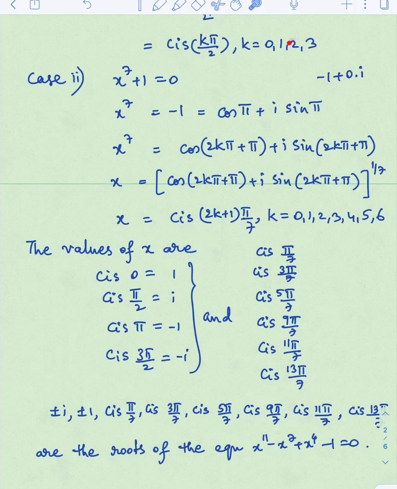Put 2 in it. 2 pi by 2, how much? Pi. Cis pi. Cis 3 pi by 2, from this only. Put 3 in it so that you get cis 3 pi by 2. These all are the values of these. Okay. Cis 0 means cos 0 plus i sin 0. Cos 0 is 1, i sin 0 is 0. That is 1.